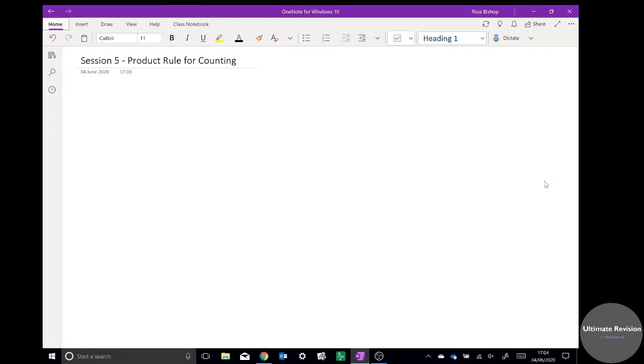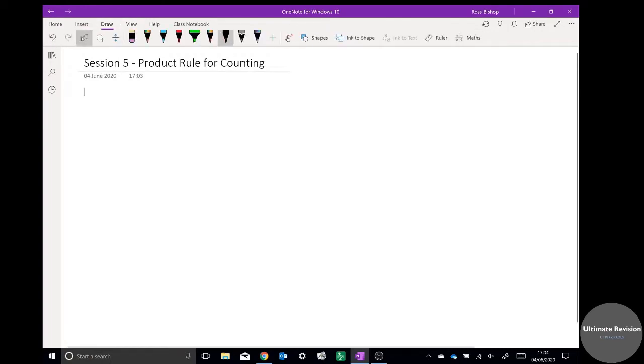Right, okay, so product rule for counting. What this really means is you're trying to find combinations. So you're trying to find the number of combinations of different events. That's really what this means. The best way to demonstrate this is with a few examples. So we're going to look at EG1.